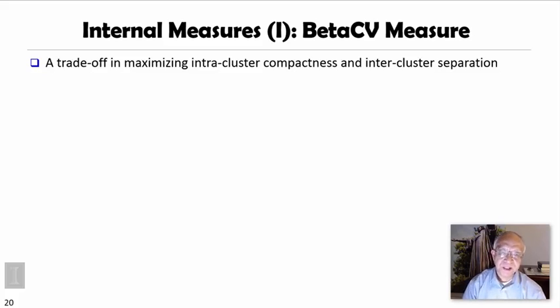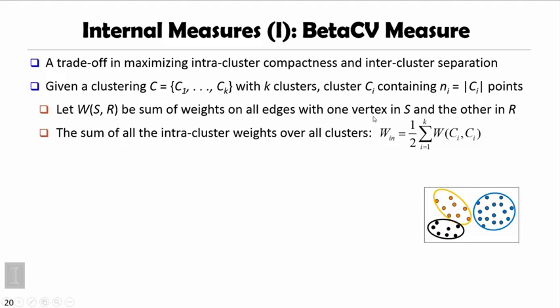The internal measures are based on the concept of clustering. That means we want the points within the same cluster, that means intra-cluster, to be very compact. They are close to each other. And we want the points in different clusters, that means inter-cluster distance, to be as far apart as possible. That means we want them to be far separated. That's the reason we want to maximize the intra-cluster compactness and also maximize the inter-cluster separation. We want a trade-off between these things.